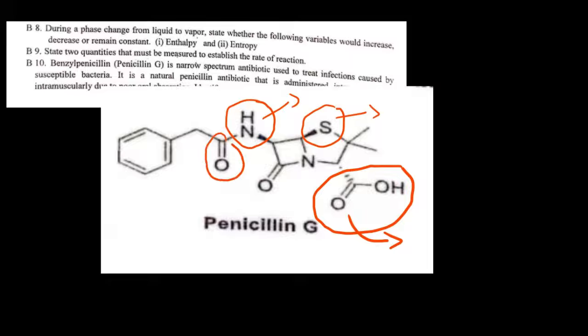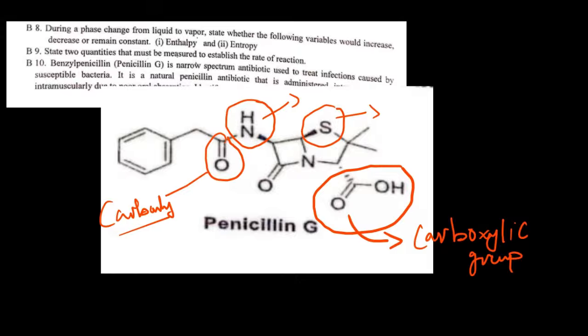This one here is a carbonyl. That's the carbonyl functional group. This one here is a carboxylic group. And then that S there is called a thioester. And then this HN there is called an amide. So we have identified four functional groups there, but in the exam they just required you to identify two. All right, any questions there before we close the class?